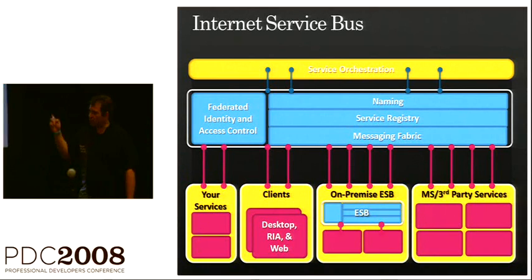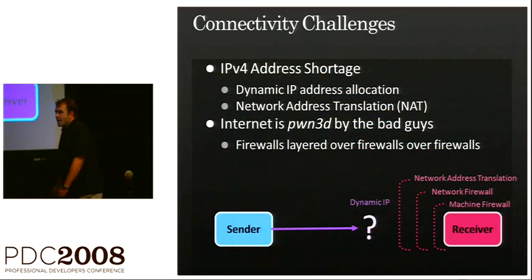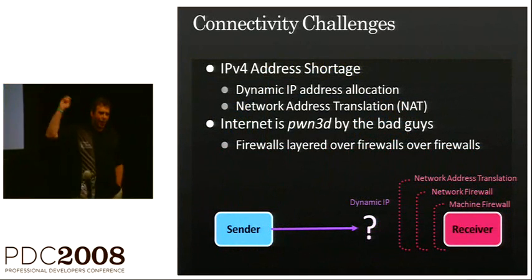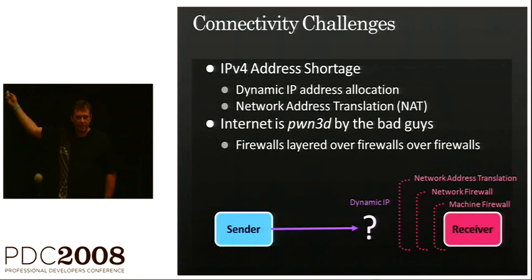Bidirectional connectivity is really hard. Why is it hard? IPv4 addresses are out. There's no threat of them being out. They're out. We're done. Dynamic IP addresses are allocated by every ISP. If you want to have a static IP, you're paying for it. With many ISPs, especially in developing countries, they're NATting you. You don't get a public IP anymore.